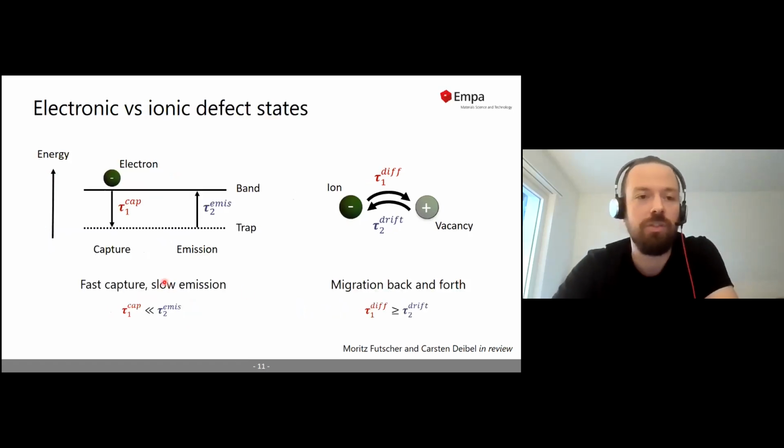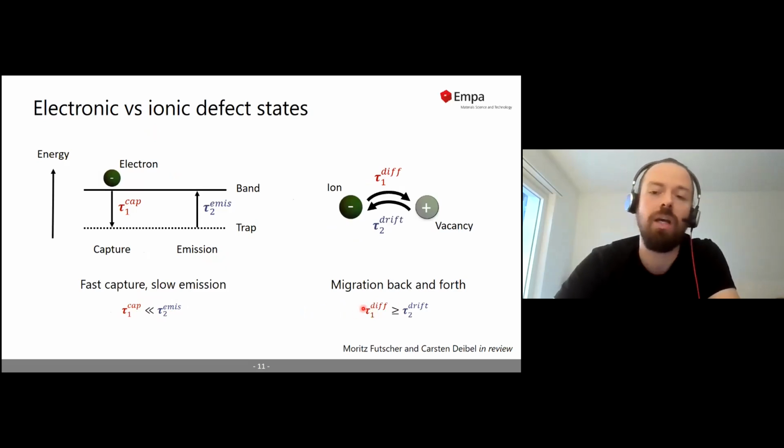So if we put these two together, for electronic defects, you would expect that this timescale tau2 is much larger than tau1. Whereas in the case of mobile ions, it's the other way around. So they are much more similar, first of all, but then on the other hand, also the diffusion is expected to be slower than the timescale of drift.